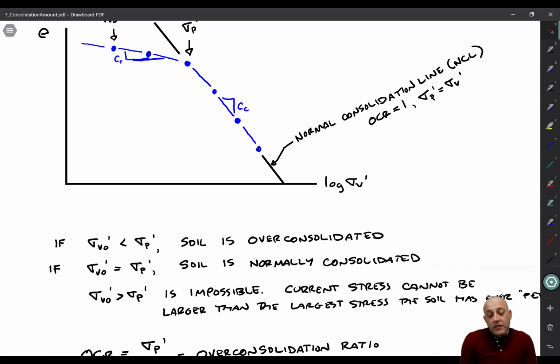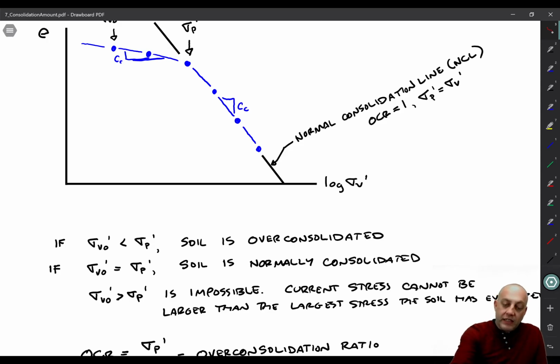And if we think about it, sigma p prime is defined as the maximum pressure the soil's ever been exposed to. What's the maximum past pressure that it's ever felt? Well, it can't currently be feeling a bigger pressure, sigma v naught prime, than the maximum pressure it's ever felt. It's either currently experiencing its maximum past pressure, or it's currently experiencing a pressure smaller than the maximum past pressure. So you can't have a stress now that's bigger than the stress that's ever been placed on the soil.